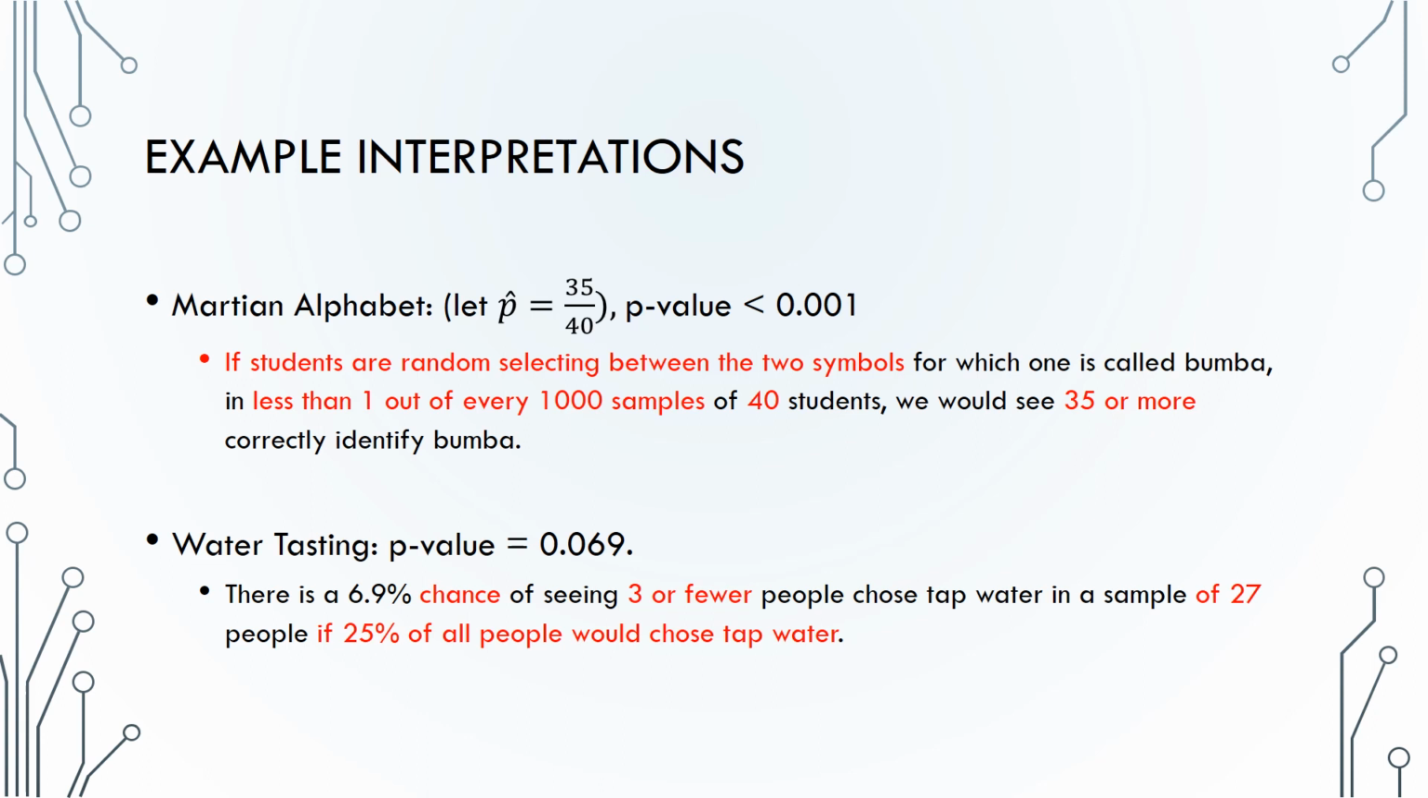In the water tasting example, you should have gotten a p-value of around 0.069. In other words, there is a 6.9% chance or probability of seeing 3 or fewer people choose tap water in a sample of 27, 3 out of 27 is the statistic, if 25% of all people would choose tap water, if the null is true.